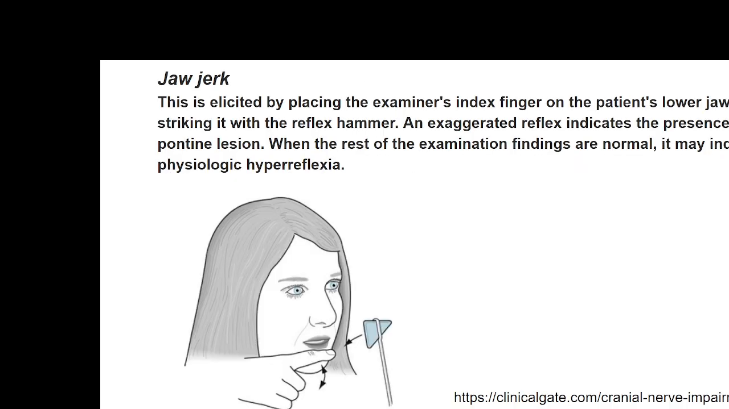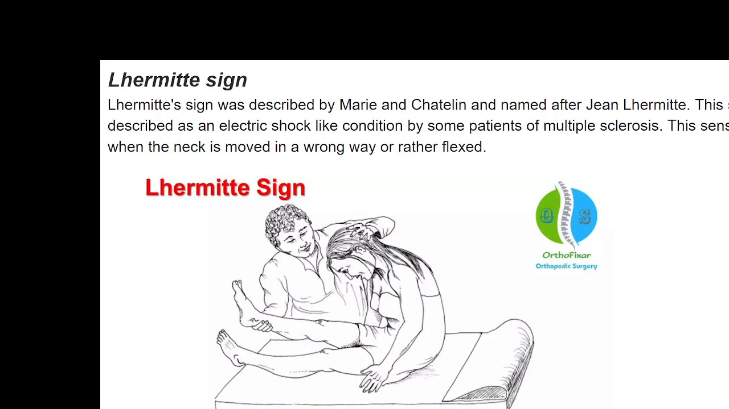Then the jaw jerk is elicited by hitting upon the jaw area, keeping a finger over there. Normally it is a smooth contraction, but there can be increased reflex activity, particularly in patients who are under stress and have increased cortical activity. With increased cortical activity, there will be an exaggerated reflex as such. That's another clinical sign which is seen.